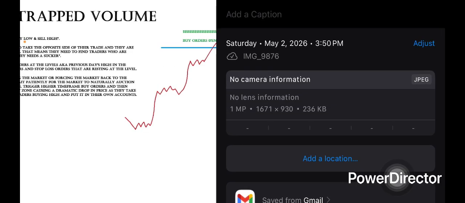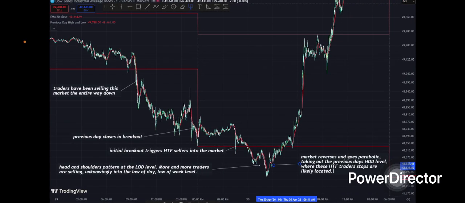So let's go over some of these charts. Here we're looking at the DJ30, okay? Now, you can see here that the previous day, we've broken the day before's low, all right? This red line is the previous day's low. Up here is the previous day's high. So you can see we've broken out of that low, okay?